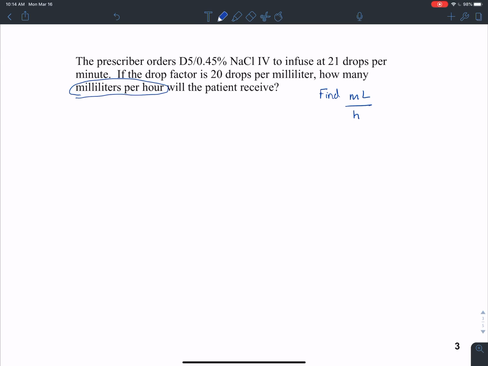They tell us that we have an infusion at 21 drops per minute. And they also tell us that we have a drop factor, 20 drops per milliliter. So if I look, I'm still looking for my answer in volume over time. So I'll start with the 21 drops per 1 minute. It's still a volume over time.